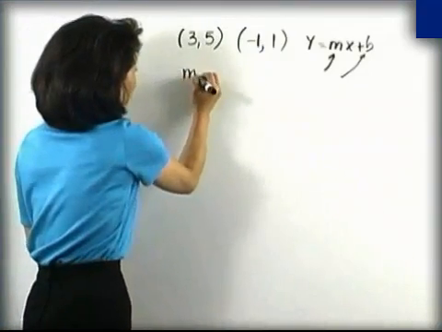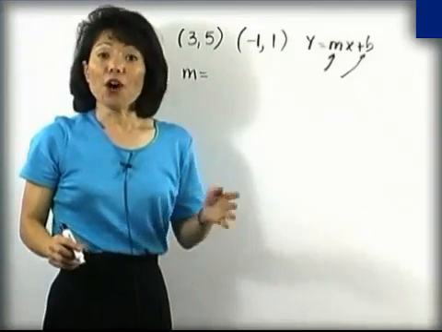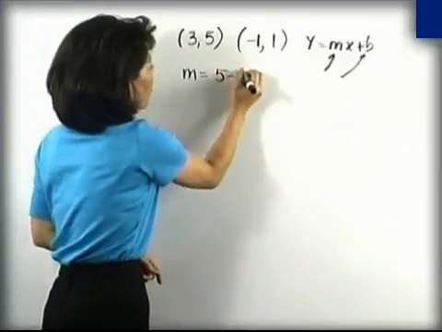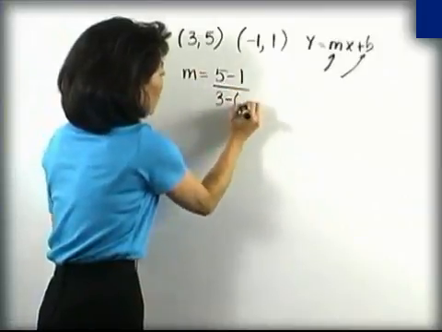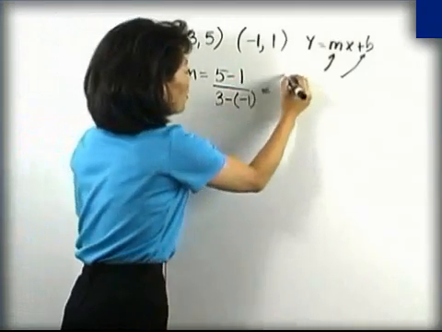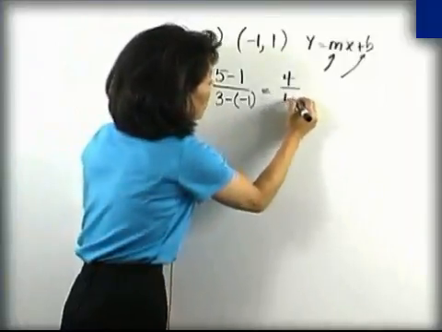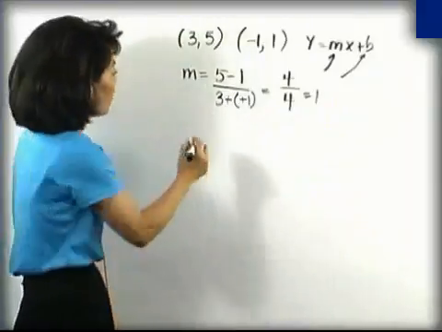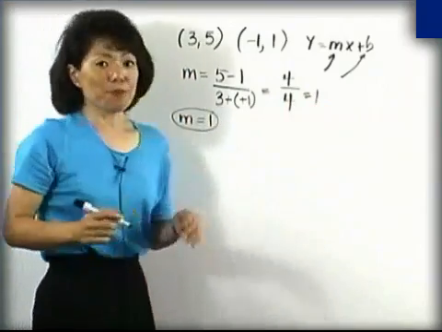So m is equal to, remember, the difference in the y's over the difference in the x's. So the difference in the y's would be 5 minus 1 over the difference in our x's, 3 minus -1. Again, just working through the arithmetic, 5 minus 1 is 4. We have 3 minus -1, which gives me +4. If we change the signs, 4 over 4 is 1. What does that tell me? That tells me that m is equal to 1. That's one piece of the puzzle, isn't it?